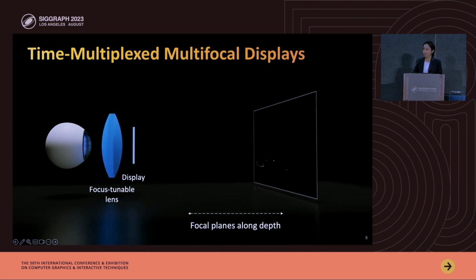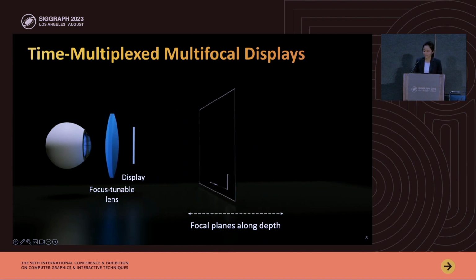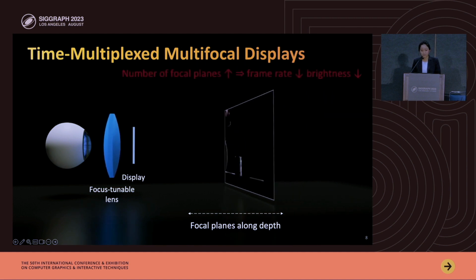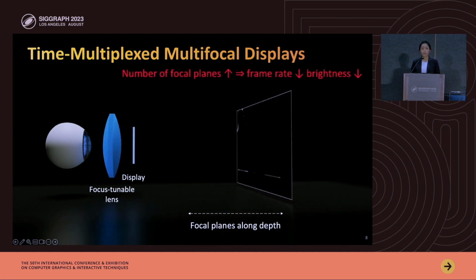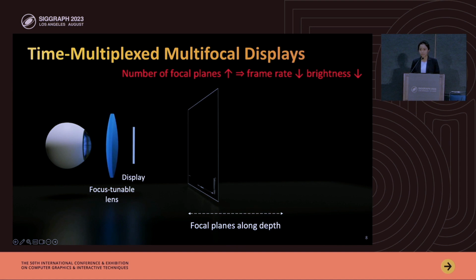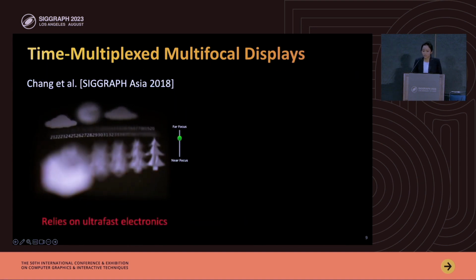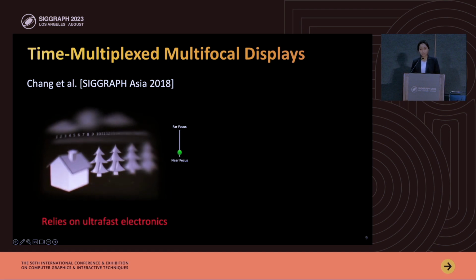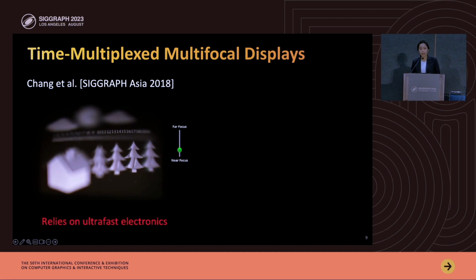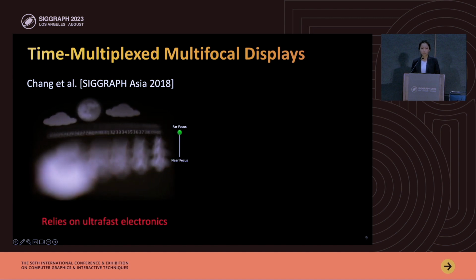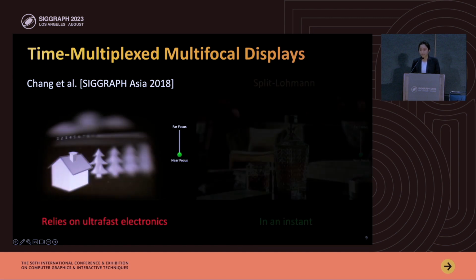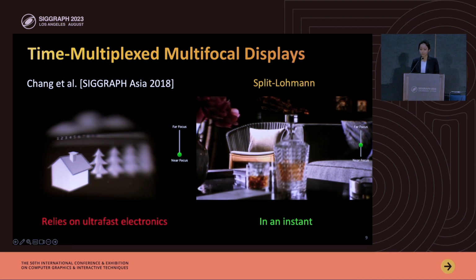However, this time multiplexing relies on ultra-fast electronics. As the number of depth planes increases, the frame rate and brightness of the display have to inversely decrease. This recent result from our lab shows a display that is capable of showing 40 depth planes at 40 frames per second, but it also required a high-speed projector that has to operate at 20,000 Hz. In contrast, the proposed work produces virtual 3D scenes in an instant, at the native frame rate of the display.